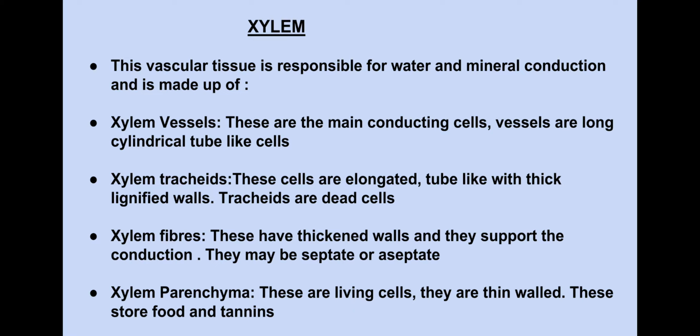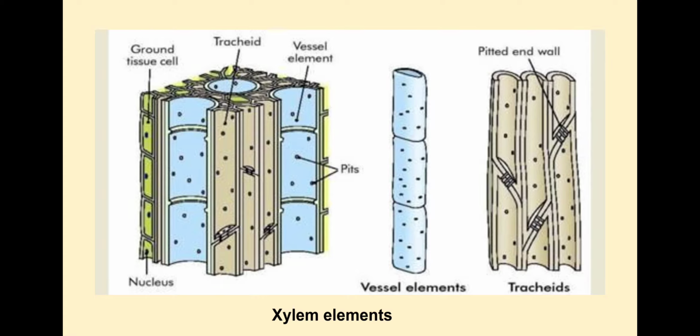Now, what is the function of xylem parenchyma? Xylem parenchyma are living cells. These cells are thin walled and they can store food and tannins. Now, you can see here in this diagram the various elements of xylem. We have the vessels, which are elongated and tubular, and the tracheids, which are lignified.